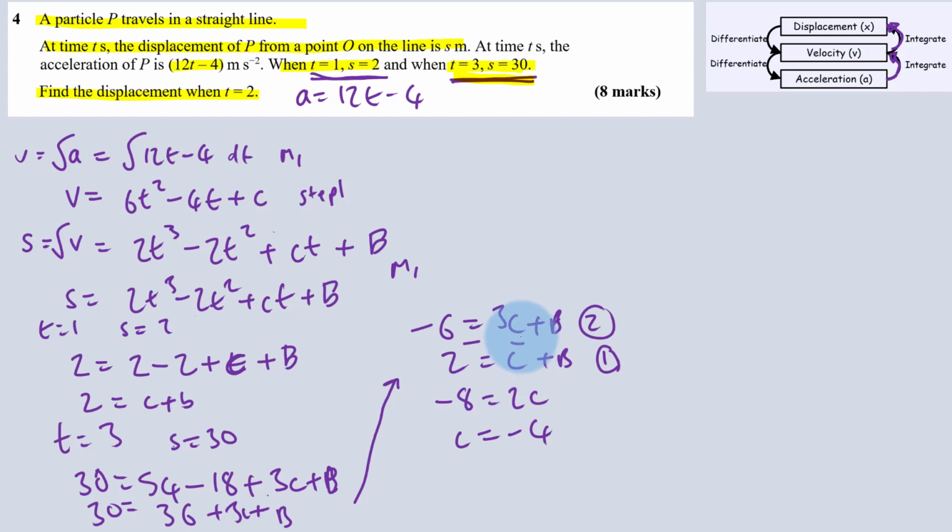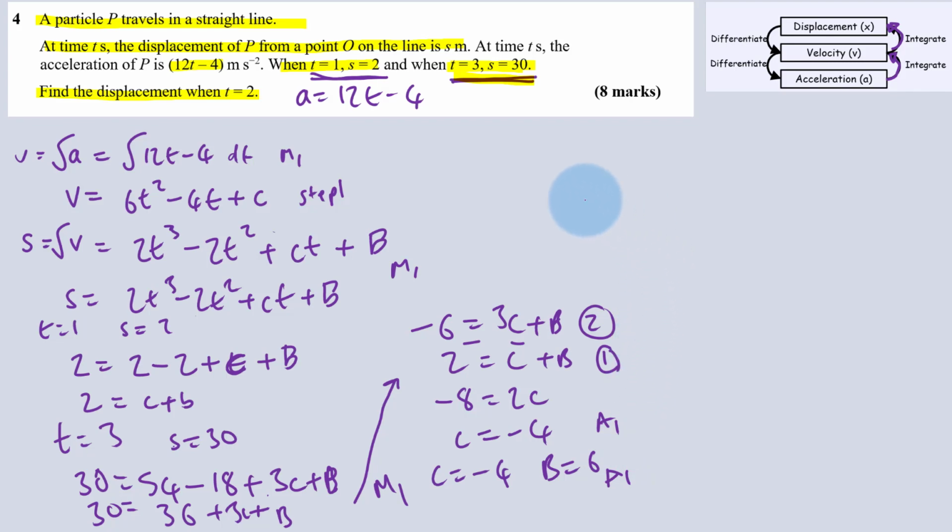Now we know c equals minus 4, B equals 6. And that's going to get us right here. With us doing this, is going to get our method mark. Accuracy here, accuracy, and an accuracy mark. We're almost there now. Really good work.